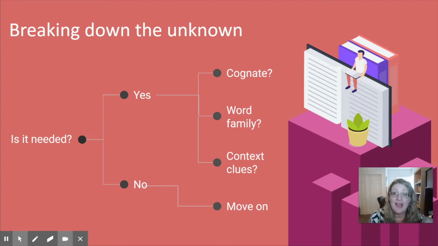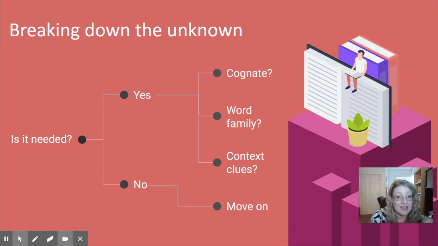Now, if you're not actually taking a test at the time that this happens, let's say you go through all of those steps and you've determined that you need the word. In fact, it keeps coming up, and every time it comes up, you go through these steps. Okay, it's still not a cognate. It's not in the word family. Do the context clues when I see that word again help me? Maybe they'll help me the second time or the third time, right? Because I keep seeing it.